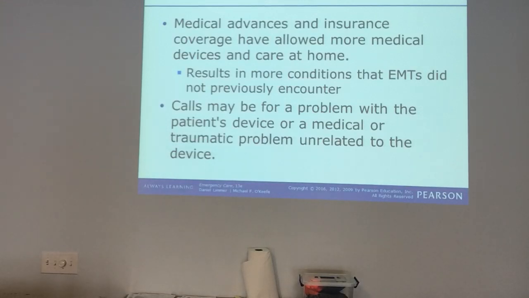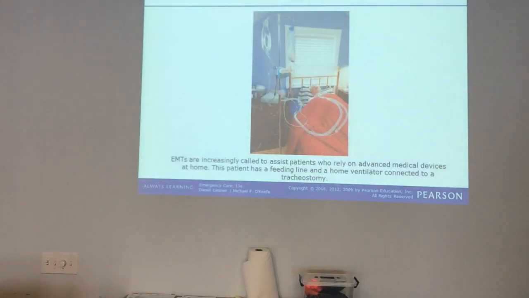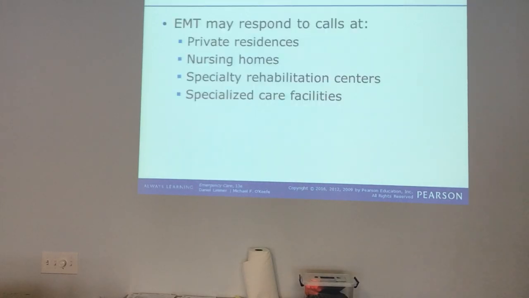So calls could be for a problem with the patient's device or a medical or traumatic problem unrelated to the device. So here we're seeing this patient's on a ventilator through a trach. They've got IV bags hanging. And they may be calling us because they've got feeding lines, right? They may be calling us because their ventilator stopped working or is having problems. What we pretty much will have to tell them is we can bag them to the hospital and they can get their ventilator worked on, okay?